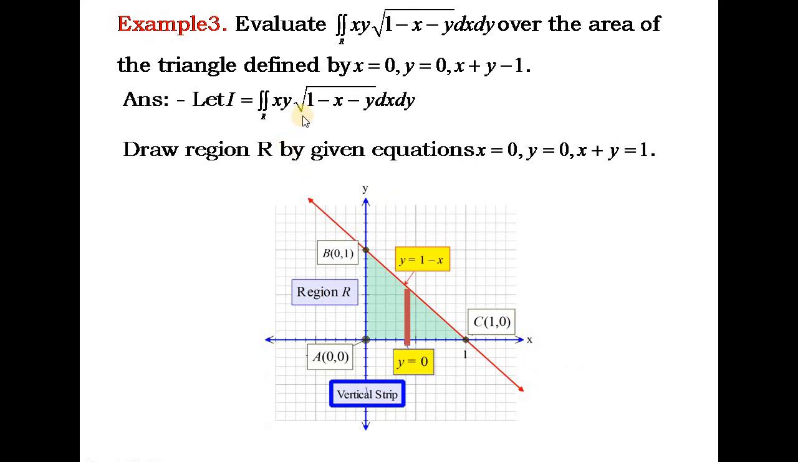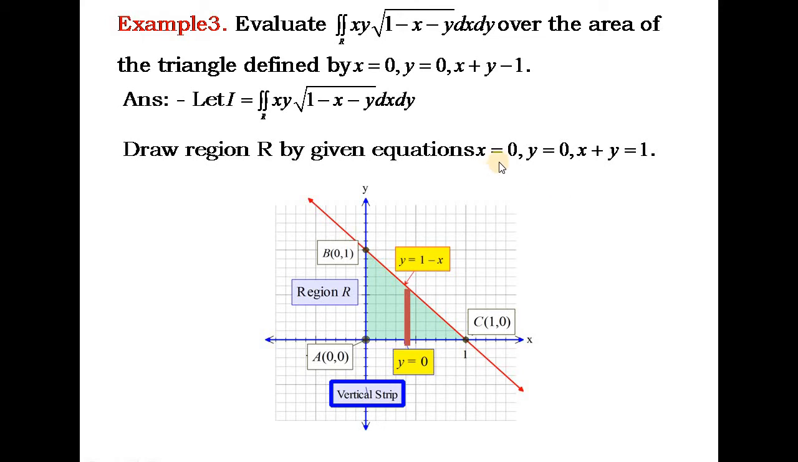Next example: evaluate the double integral of xy times the square root of 1 minus x minus y, dx dy, over the area of the triangle defined by x equal to 0, y equal to 0, and x plus y equal to 1. Let I equal the given integration. Draw the region R by the given equations, x equal to 0, y equal to 0, and x plus y equal to 1.